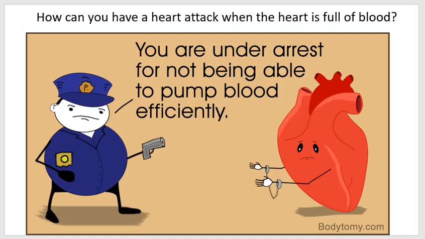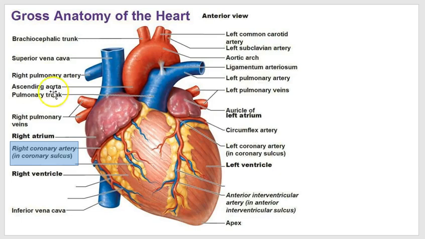Alright, so we're going to finish up with the circulatory system and talking about the heart. So how can you have a heart attack when the heart is full of blood? Well, kind of like how we talked about with red blood cells, their job is to deliver oxygen so they don't use oxygen. Well, your heart's job is to deliver blood, and so it doesn't use any of the blood that is inside the heart to power the heart. It only uses the blood that comes to specifically the heart's circulatory system.